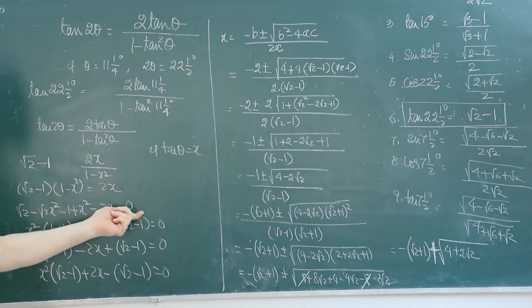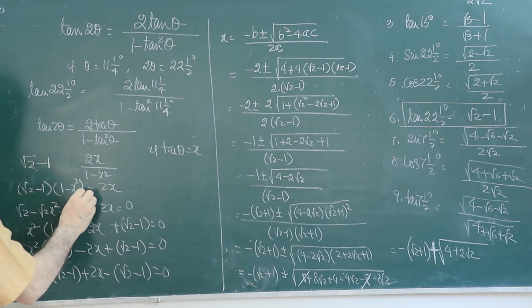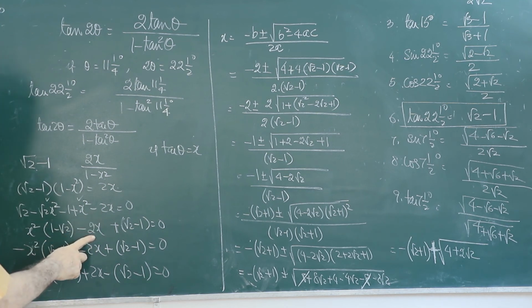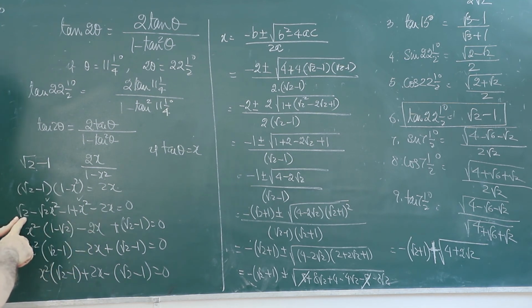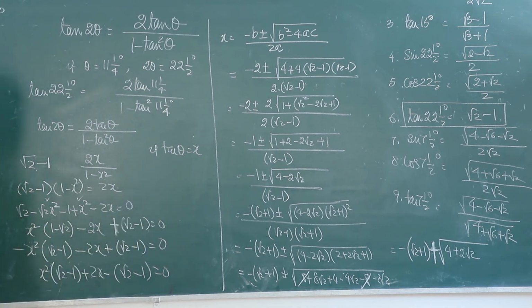We get minus 2x is equal to 0. Now here is term x square, here is term x square. We take x square common, it is left 1 minus root 2. 2x has got only one term, minus 2x, and constant is root 2 minus 1, so plus root 2 minus 1 is equal to 0.